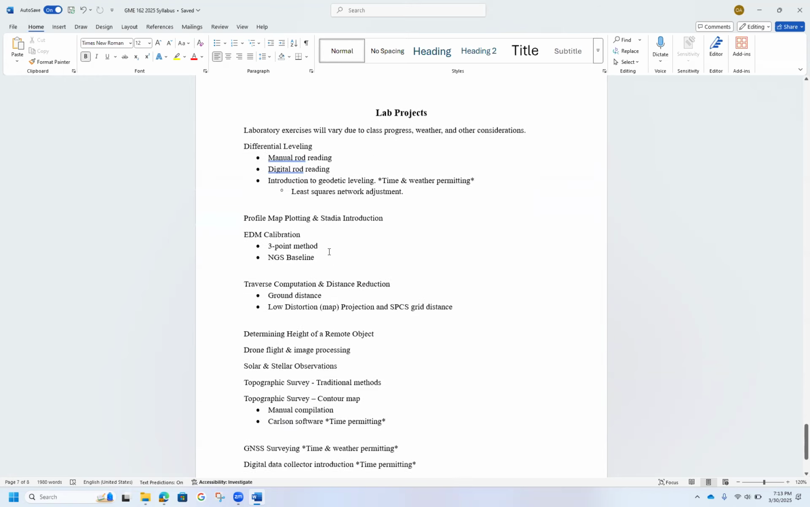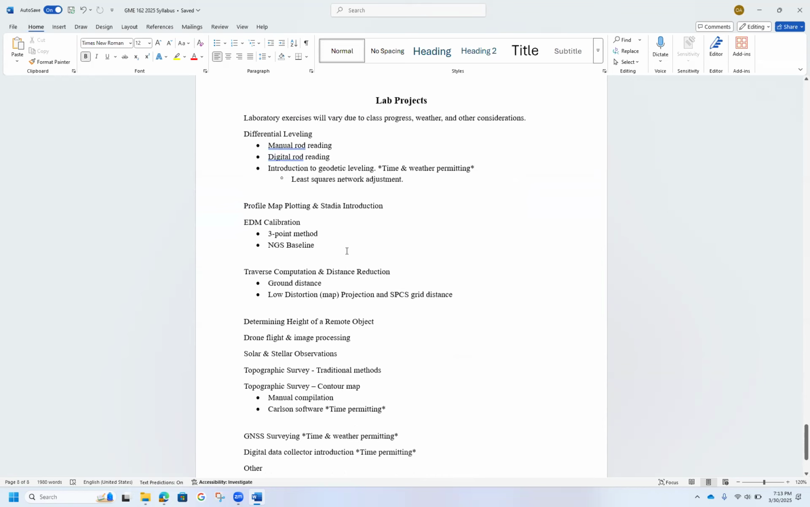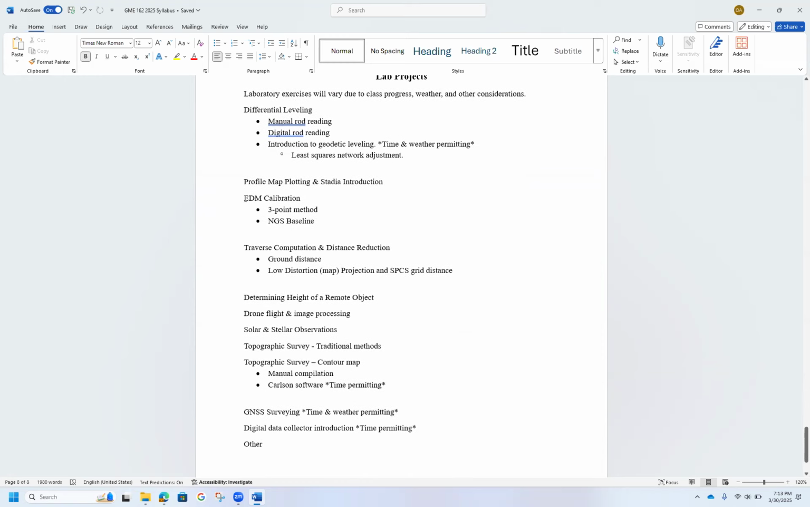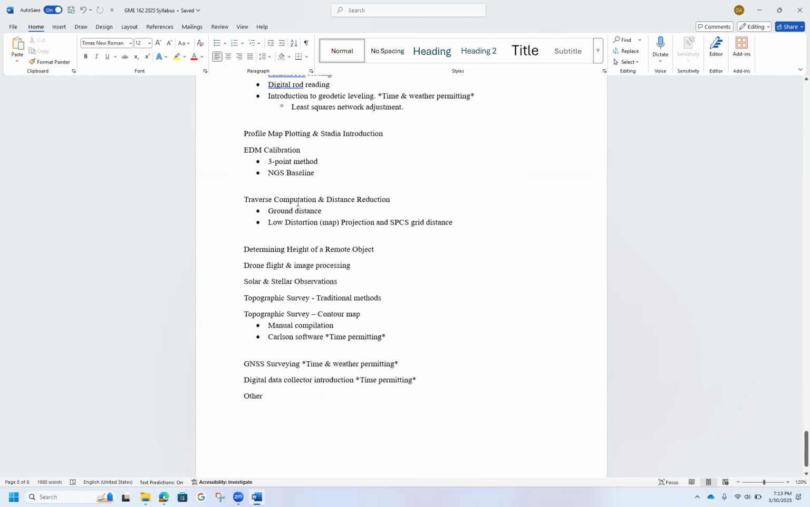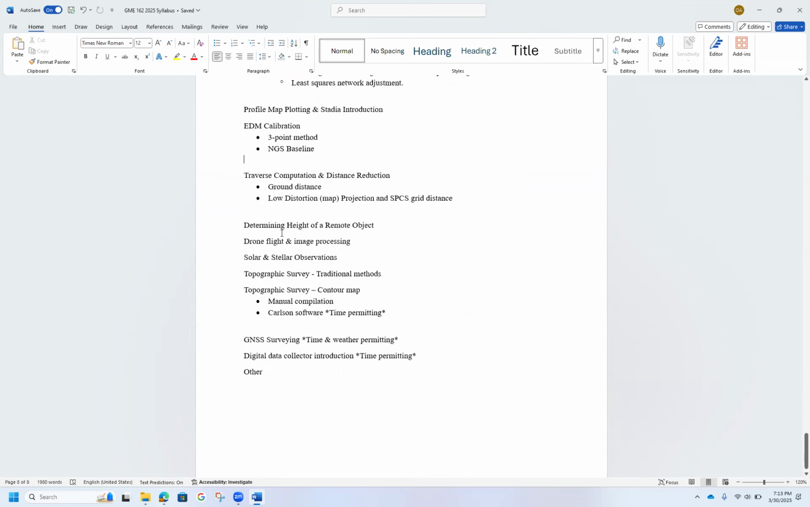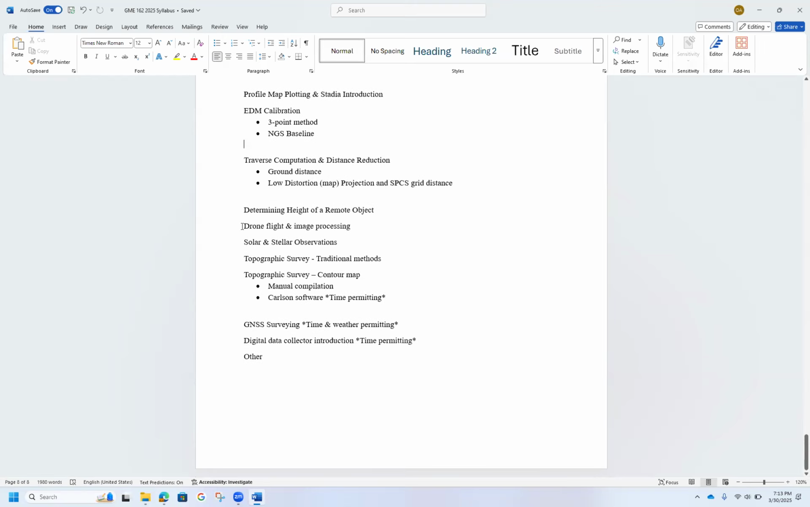All right. And here would be the lab projects. We'll start out with differential leveling, and then we'll move on to profile map and plotting and Stadia introduction. Then we'll go to EDM, or electronic distance measurement. Then we have traverse computation and distance reduction. Then we have determining height of a remote object. Again, that drone flight part is going to be tough. I don't know if we can get there.